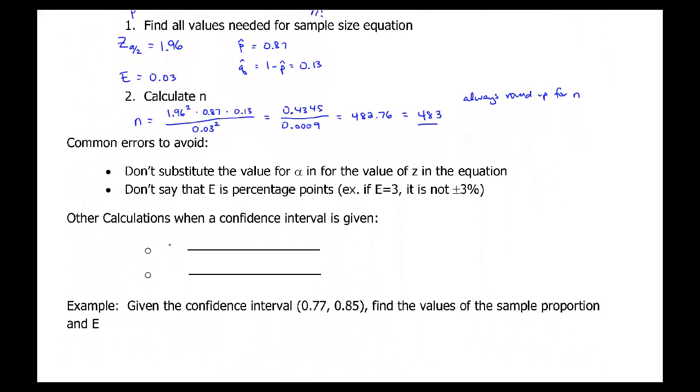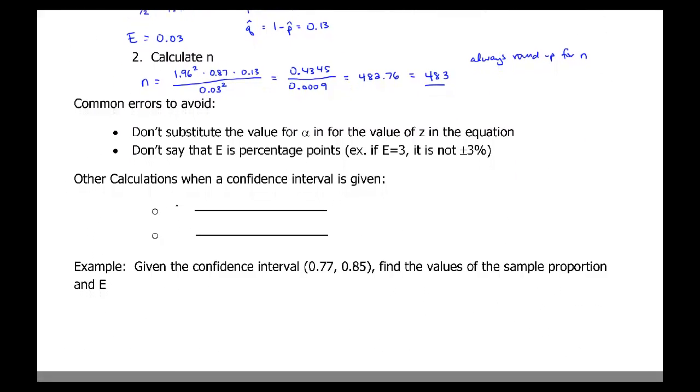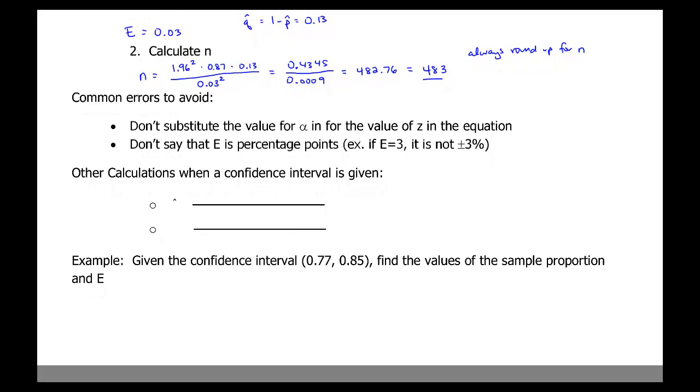So some common errors to avoid: don't use alpha in the equation instead of z. Make sure that you use alpha to find the z that you need for the equation. And if e is given to you in percentage points, convert it to a decimal. So if you get 3%, change it to 0.03. If they tell you e equals 3, then just leave it as 3. It's not 3%. Right. Other equations.